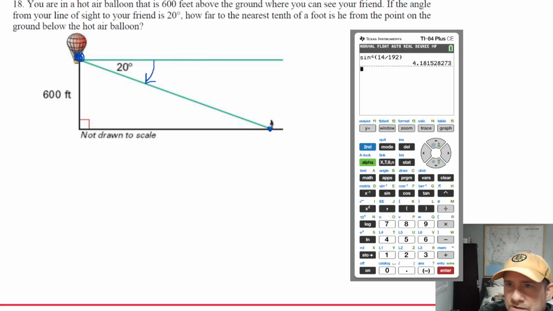And if I keep reading, it says you're in a hot air balloon that's 600 feet above the ground. So there you go, 600 feet already labeled for you. It says if the angle from your line of sight to your friend is 20, then how far to the nearest tenth of a foot is he from the point on the ground below the hot air balloon? So they're asking for the distance along the ground to your friend.